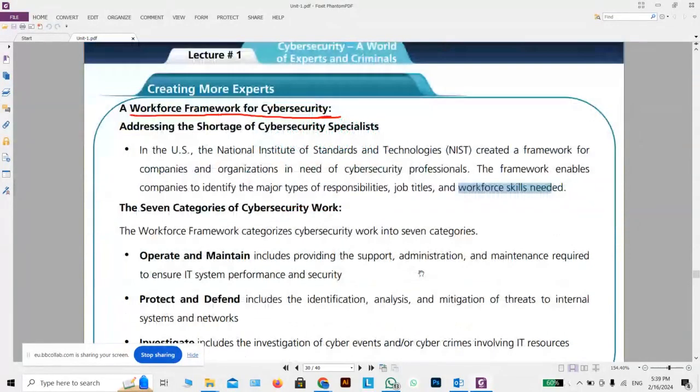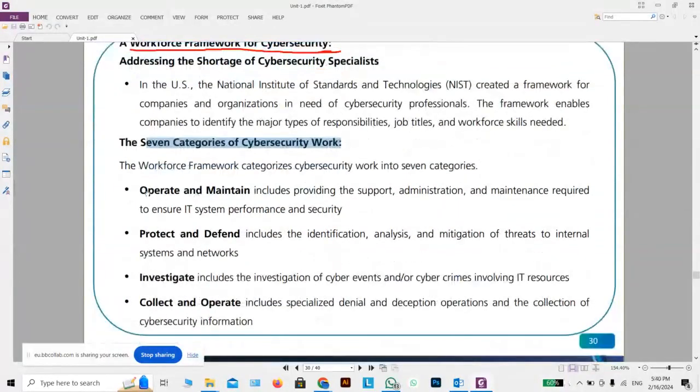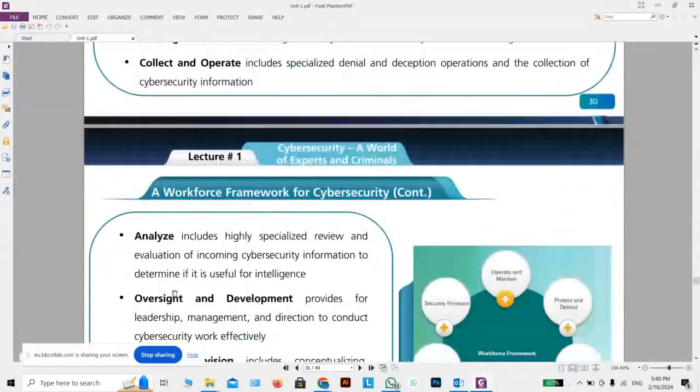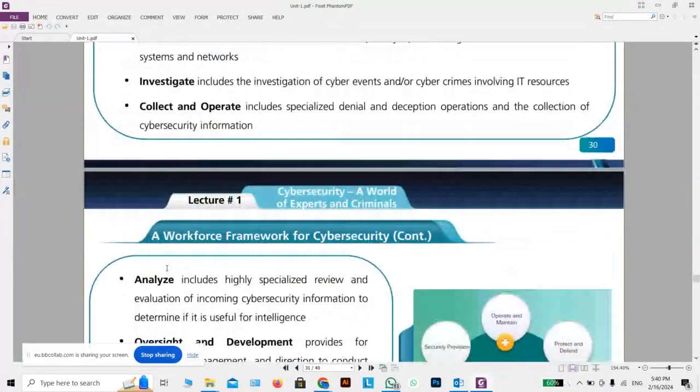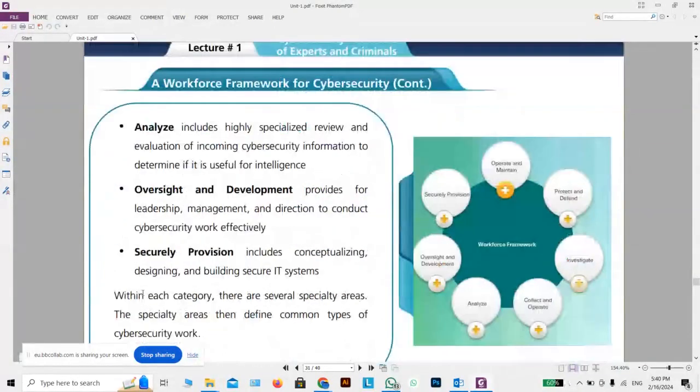There they have this framework. There are about 7 categories related to the cybersecurity work, and it's written there 1, 2, 3, 4, 5, 6, 7. So I will tell you one by one about these things. For example, look at this security provision. In the security provision, the workers that conceptualize, design, and procure and build secure information security systems.